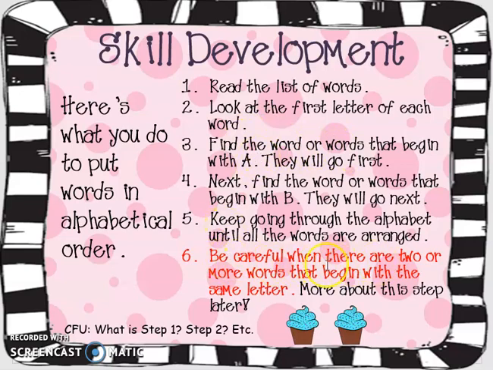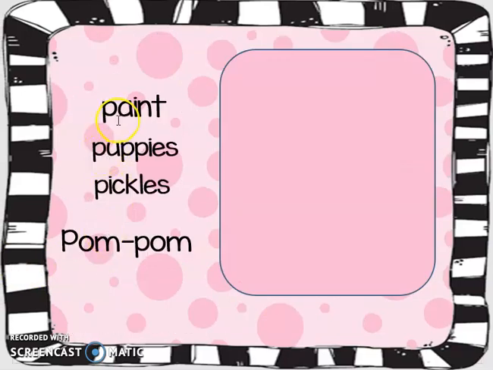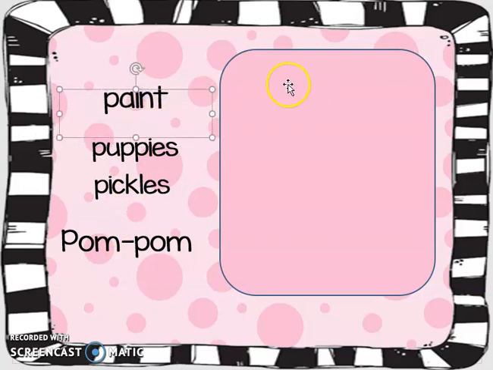So, when there are 2 or more words that begin with the same letter, I have to go and look at the second letter. So, I'm going to look at my second letter. They all start with a P, so my first letter doesn't help me. Oh, but look, guys, I have an A, a U, an I, and an O. Well, now I can sing my alphabet. A, B. I have one with an A. My A can go first.